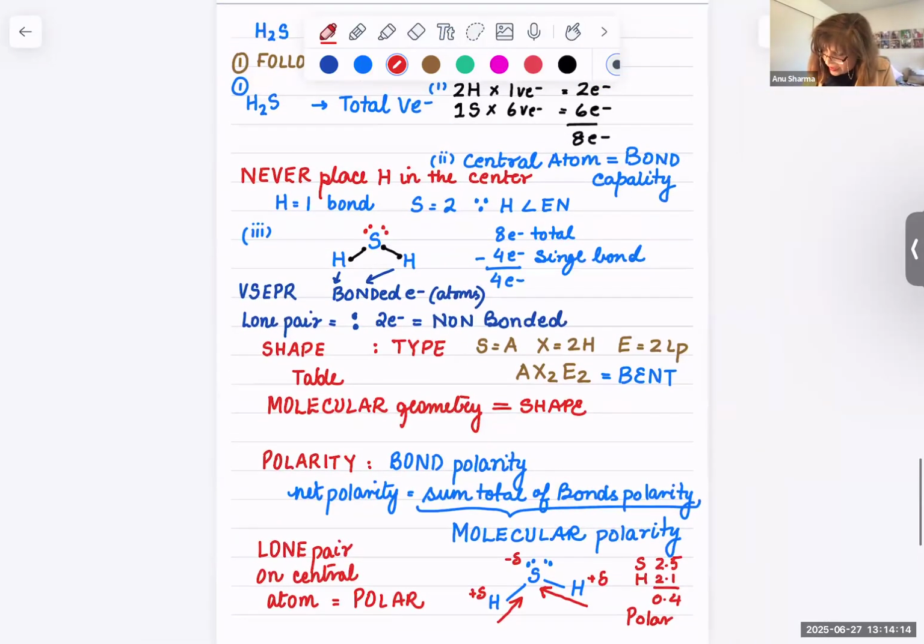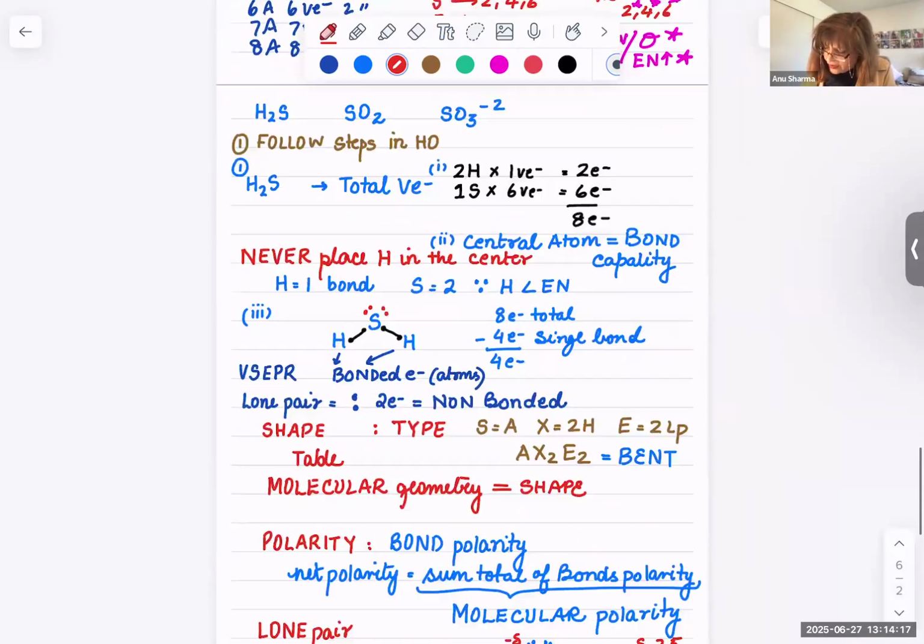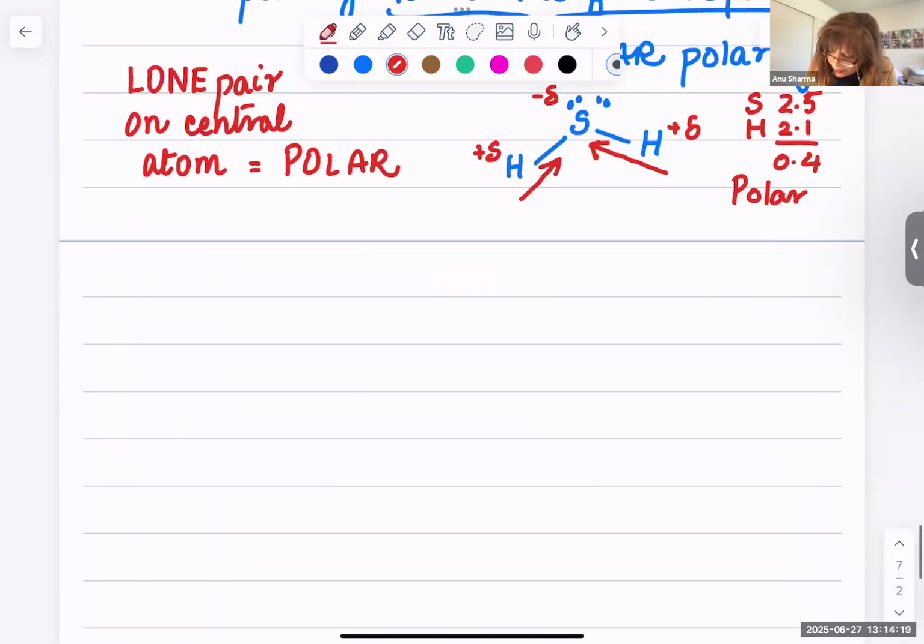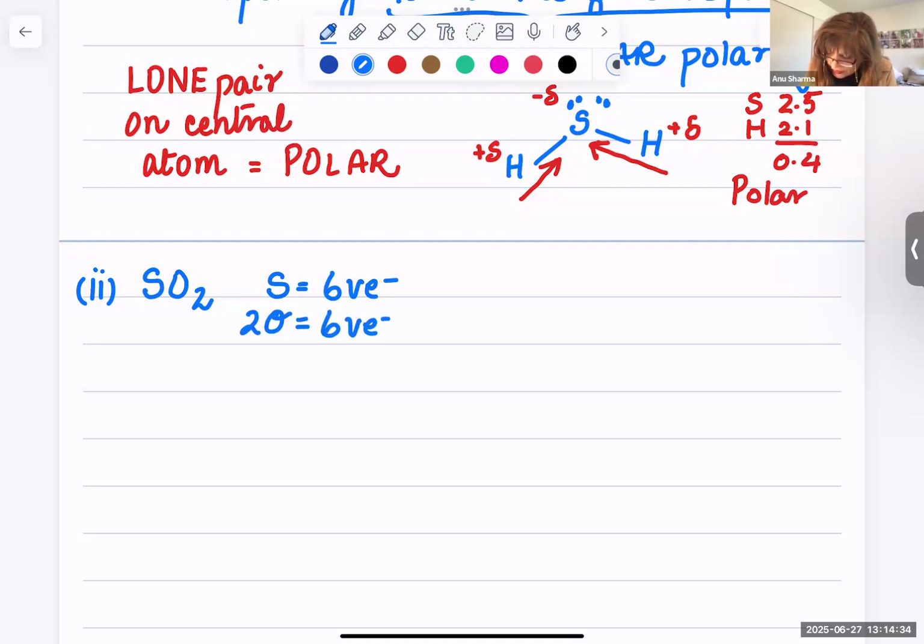Now we are going to look at the next one, which is sulfur dioxide. Let's look at the next example with sulfur dioxide. Sulfur, group 6, has 6 valence electrons. There are 2 oxygens. Each is bringing 6 valence electrons. Add these: 6 plus 12 is 18. So total valence electrons are 18.